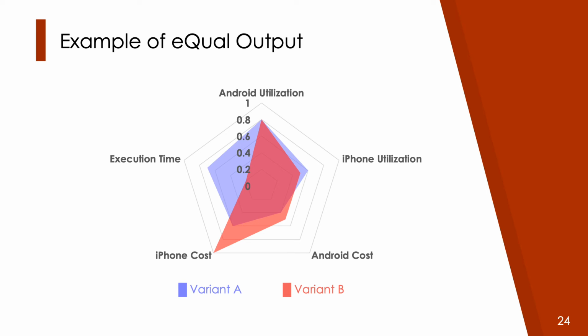This is an actual screenshot of the system. A diagram like this, a spider chart like this, is going to be provided to engineers and architects, and then they can lay down different variants on top of one another and compare them on multiple aspects and dimensions at the same time.